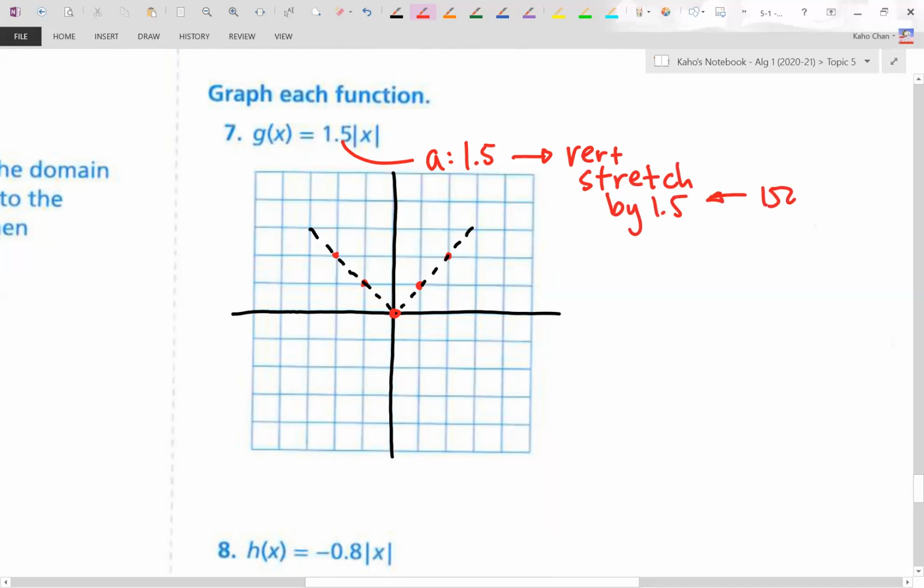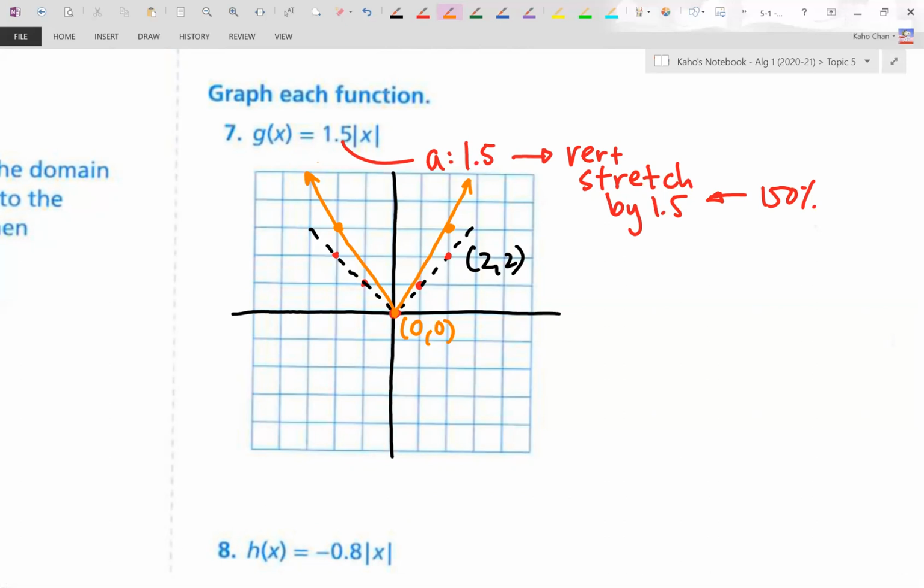That's 150%, yeah? So 2, 2 goes to 2, 2 times 1.5 is 3. And just connect the dots. 0 goes nowhere. So there it is. And we're going to reflect it on the left side there. It's symmetric. They don't ask for the domain, that's okay. But there's my answer right there. Number 8.